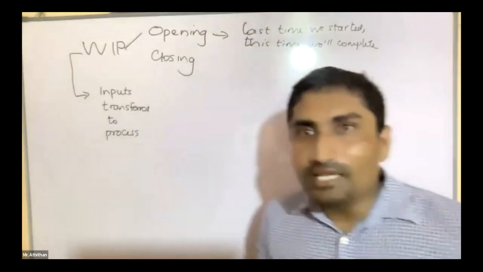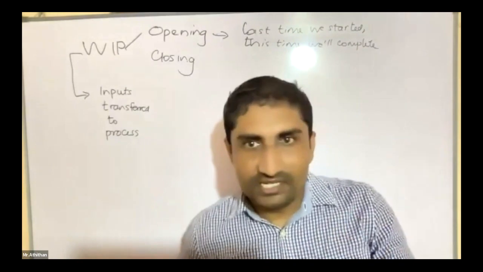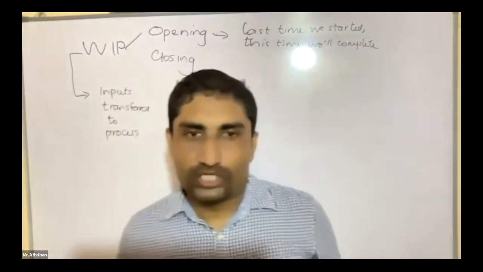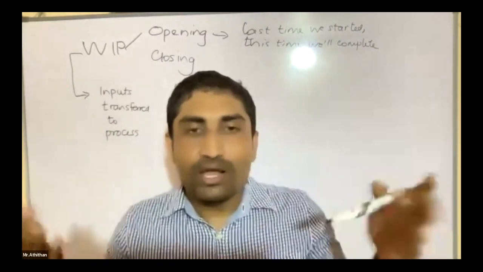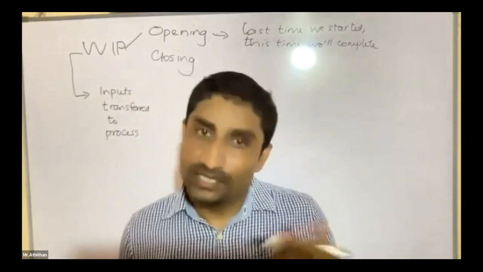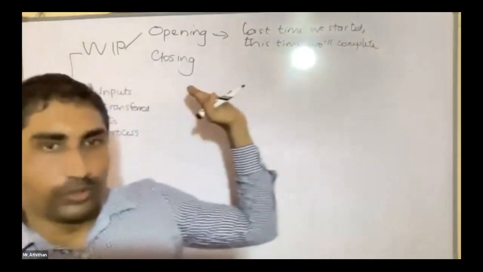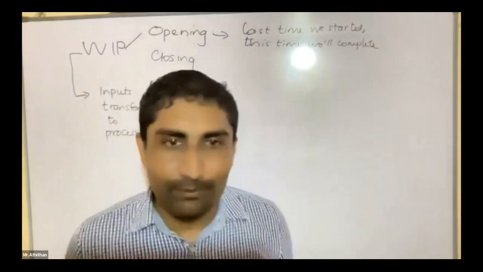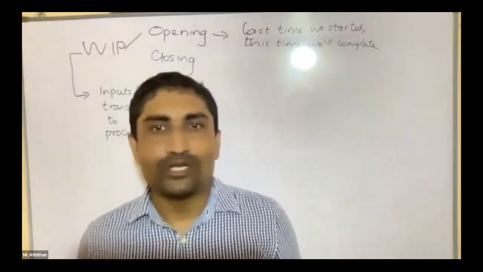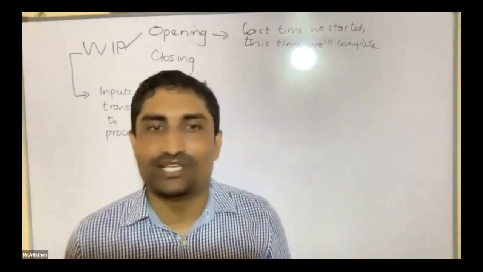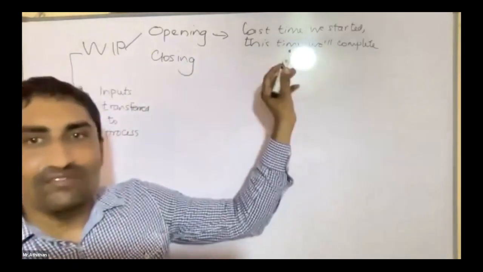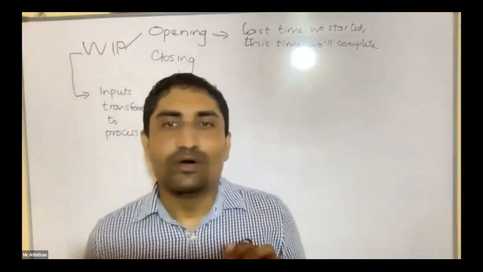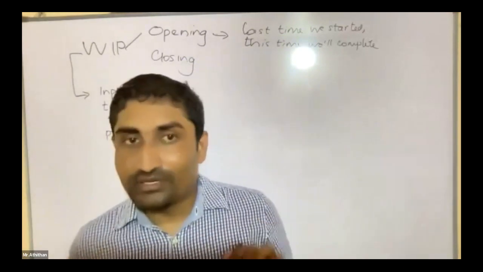Opening means, right? Last time we started. This time we will complete. For example, if we are having the monthly production schedules, ஒவ்வொரு மாதமும் நாங்கள் உற்பத்தி கணக்குகளை செய்யறோம் என்று சொன்னால், so opening WIP means in the last month we have started the work but we didn't complete. கடந்த மாதம் நாங்கள் வேலையை தொடங்கி இருக்கிறோம், ஆனா கடந்த மாதம் நிறைவு செய்யல. So this month we will complete. இந்த மாதம் அதை நிறைவு செய்ய போறோம். அதுதான் opening WIP.